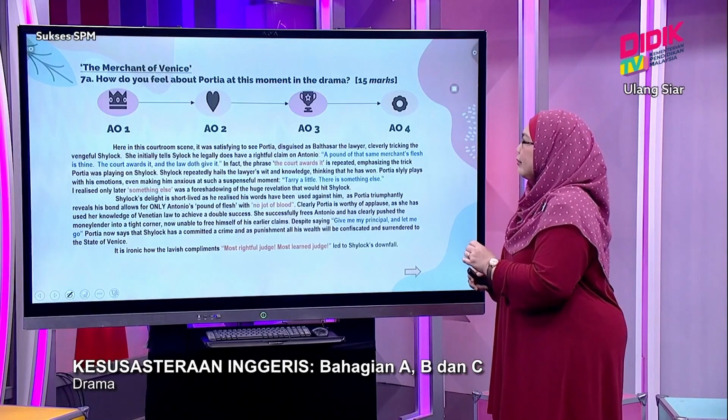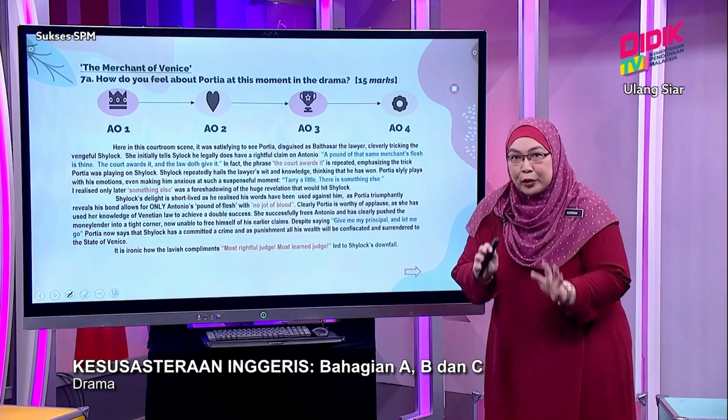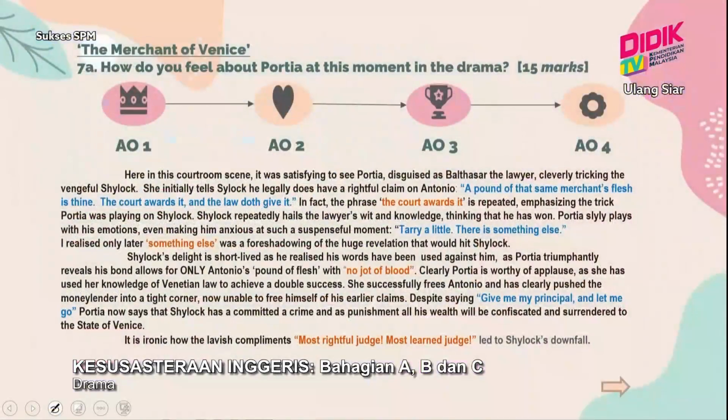In this courtroom scene, it was satisfying. That's what I've put there. It was satisfying to see Portia cleverly tricking the vengeful Shylock. Who's saying that? I'm saying that. And when I say that in my essay, that's clearly AO4. When I continue by explaining more about the extract, and I'm putting in my textual evidence, as you can see, these are all colored in blue. I've already covered my AO1 and 2 when I am able to use all this textual evidence and elaborate.